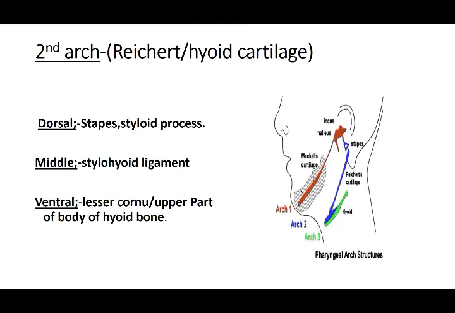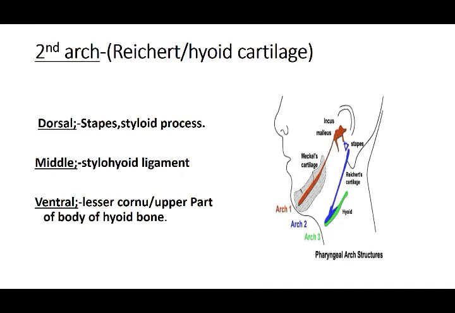Then the middle portion is going to thin out, the cartilage is going to finish, and this is going to form your stylohyoid ligament. And then the ventral portion of this second arch, all this blue portion, forms the hyoid bone. The upper horn, that is the lesser horn, and the upper part of the body of the hyoid bone, is going to form from the ventral part of this Reichert's cartilage or the hyoid cartilage.